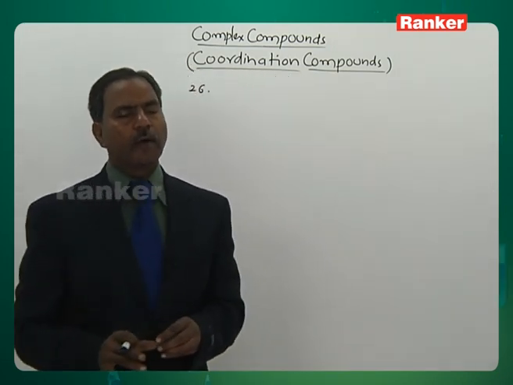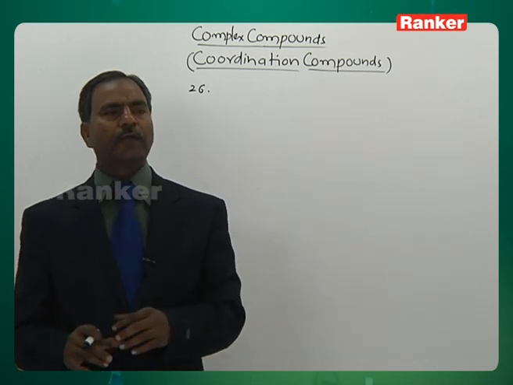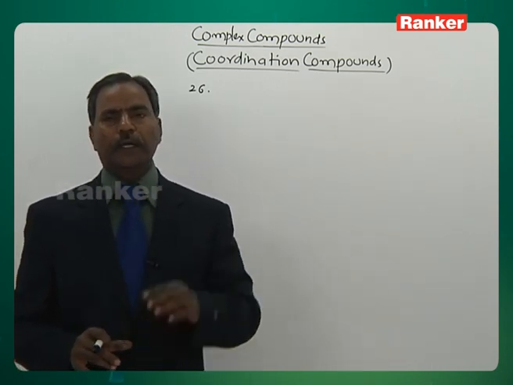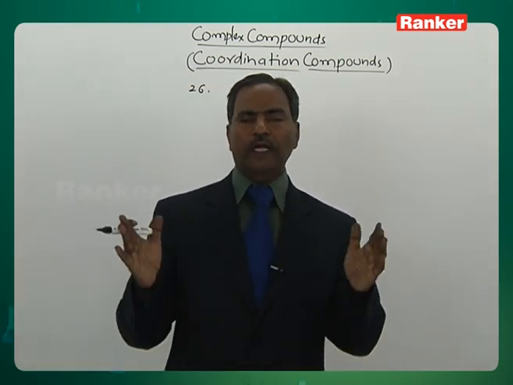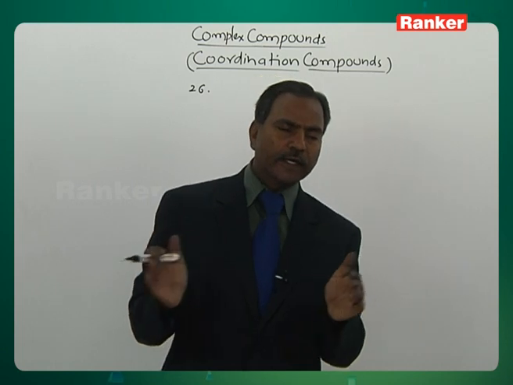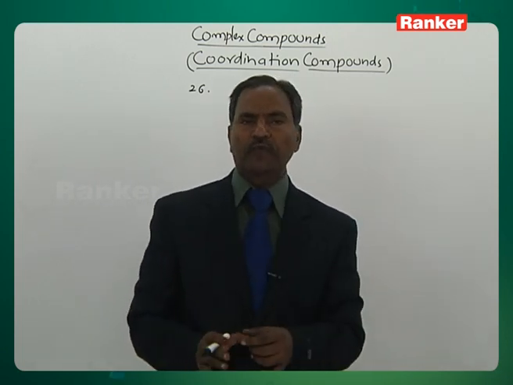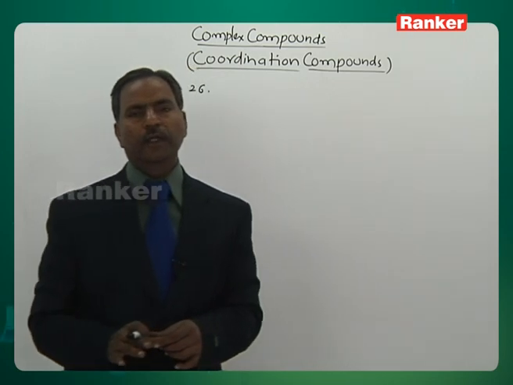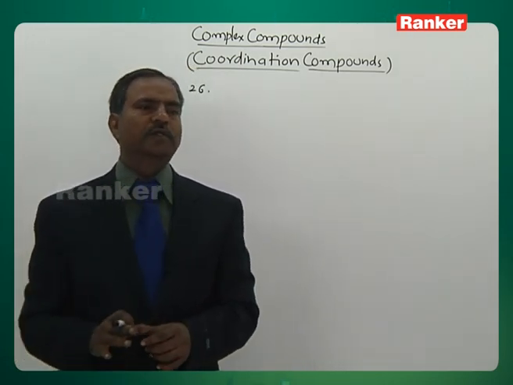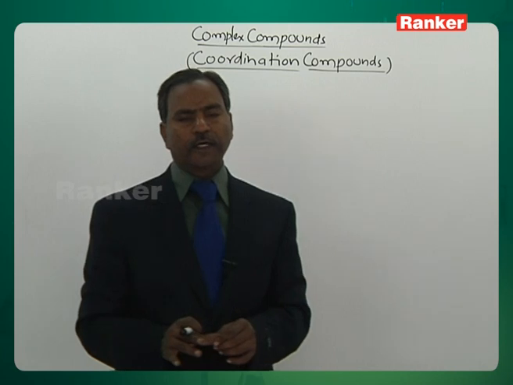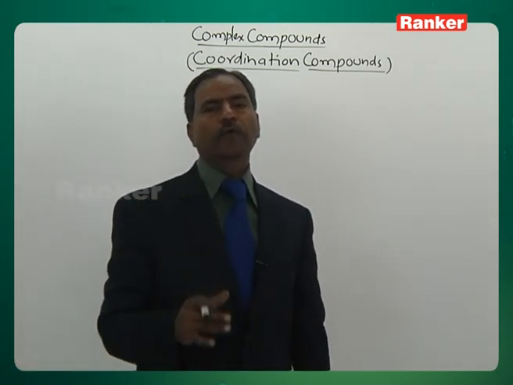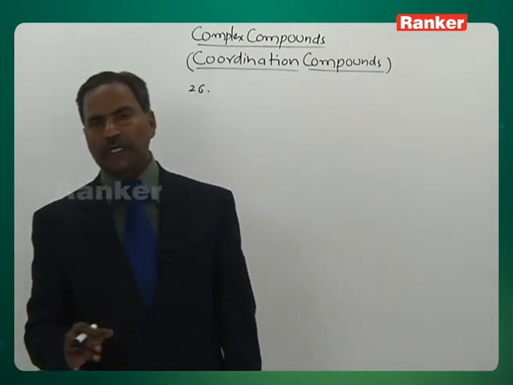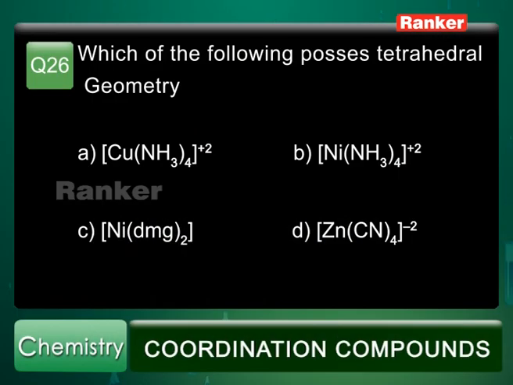Coming to B, nickel tetraammine, we already discussed, and nickel DMG. Nickel plus 2 complexes with an amine ligand and a DMG ligand are both strong field. For a d8 system, electrons get paired, therefore one orbital becomes vacant, therefore dsp2 hybridization. So A is square planar, B is also square planar, C is also square planar, but zinc tetracyanide 2-, zinc plus 2 with coordination number 4, must be sp3 hybridization, tetrahedral. So for question number 26, the answer is D.